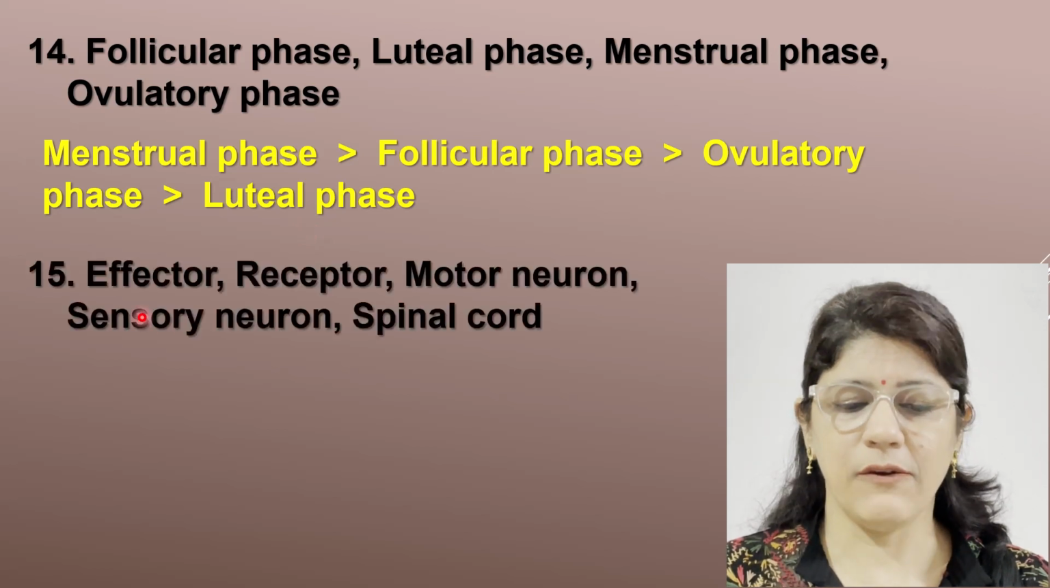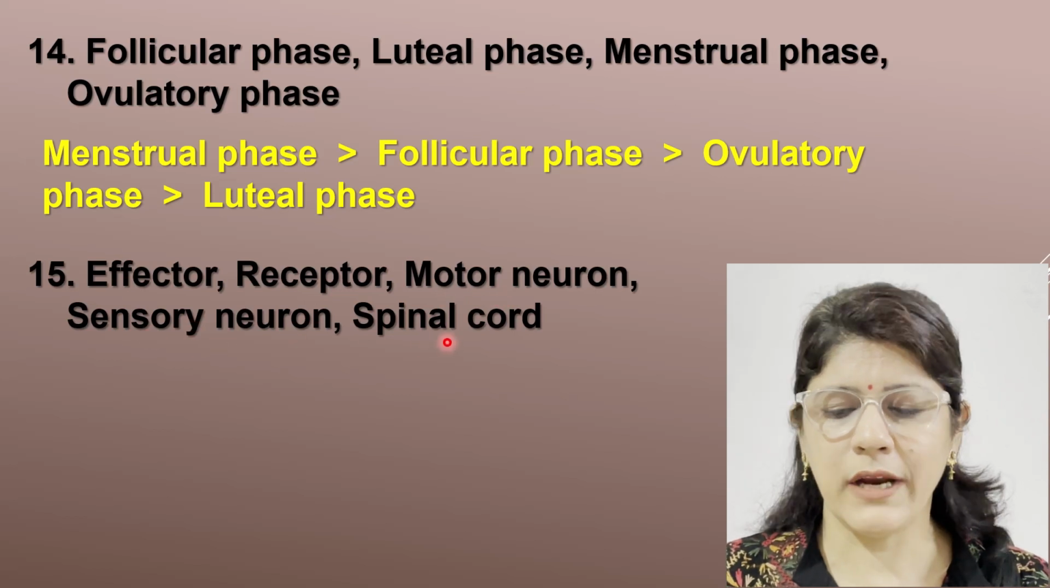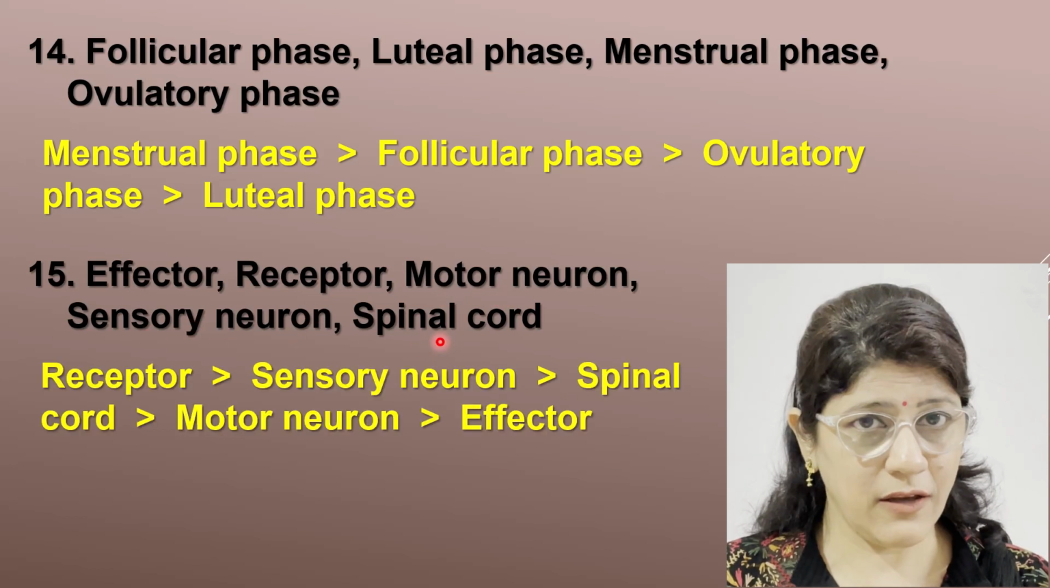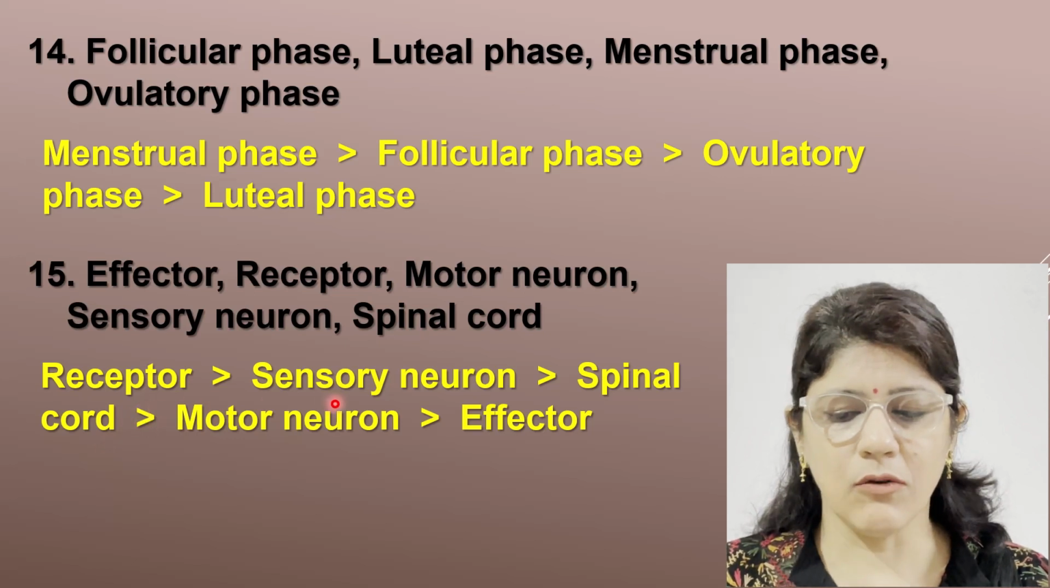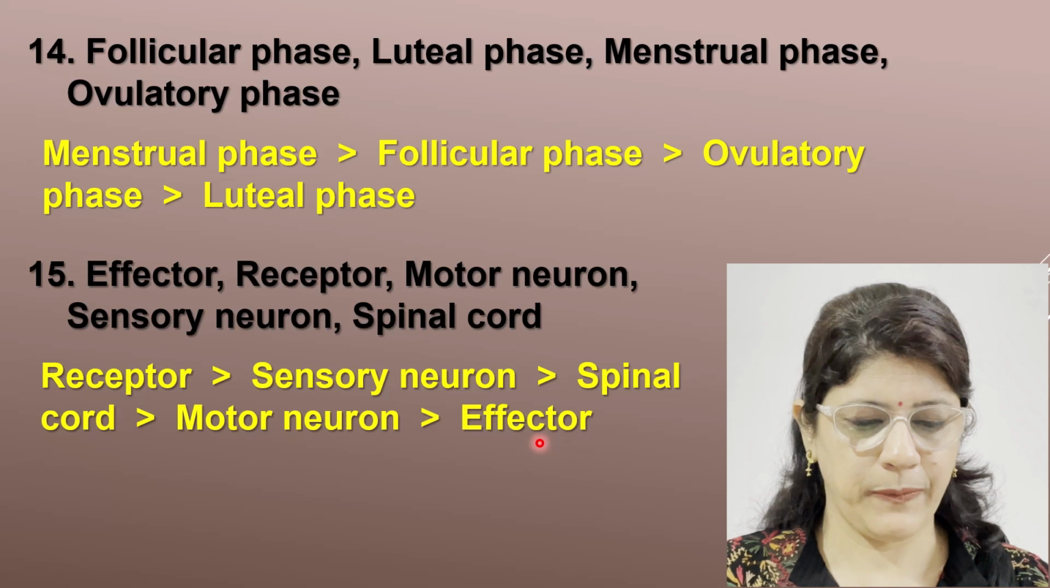Next sequence is effector, receptor, motor neuron, sensory neuron, and spinal cord. So starting with receptor, sensory neuron, spinal cord, motor neuron, and then effector.